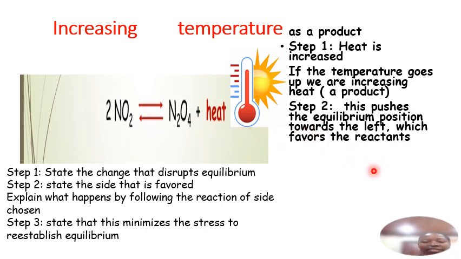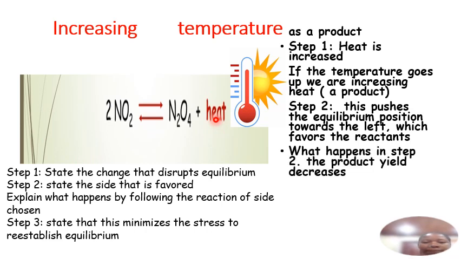Now the next thing you need to do is give a little explanation as to what is happening. For you to explain what is happening, all you need to do is follow the reaction. So N2O4 and heat are going to be reacting together. N2O4, sorry, in the presence of heat is going to be producing NO2. Just following the reaction, that's it.